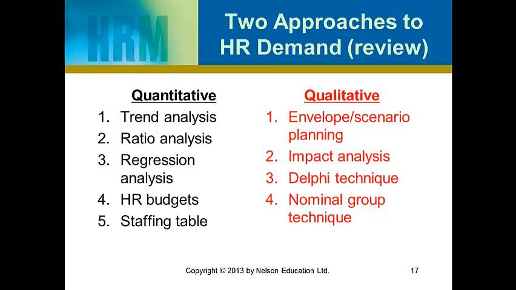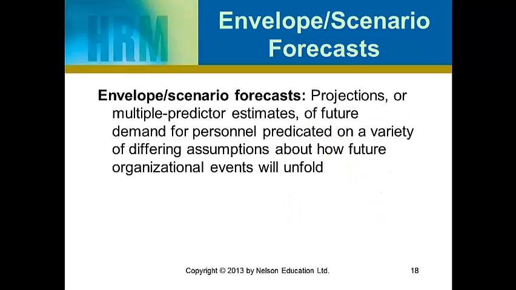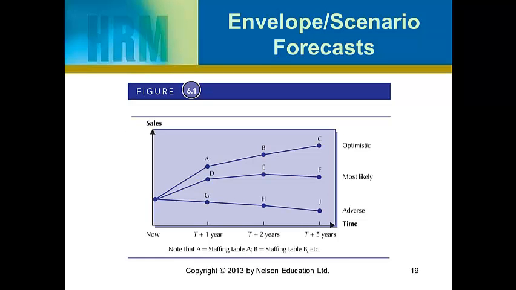So let's take a look at some qualitative approaches that you can take as well. There's envelope and scenario planning, there's impact analysis, there's the Delphi technique, and the nominal group technique. Envelope and scenario forecasts look at projections. They make a set of different assumptions in how future events might unfold. So it's that kind of looking at it, the best case, worst case, and most likely case kind of scenarios. So this is an example of where you can look at it and say the optimistic, the adverse, and the most likely.